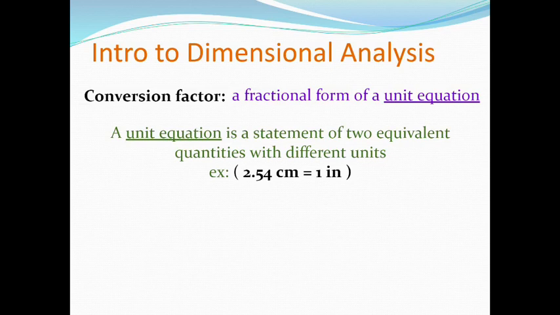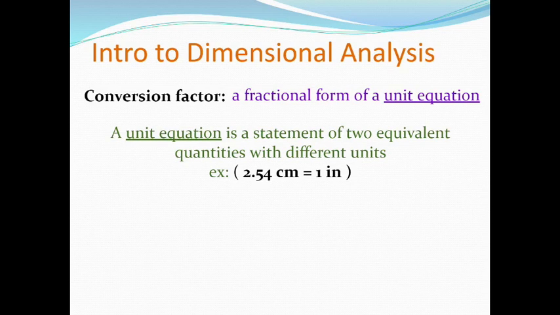Well, a unit equation is a statement of two equivalent quantities with different units. So the example I have here, 2.54 centimeters equals 1 inch. Those two things on either side of my equal sign are equivalent. They're equal to each other. 2.54 centimeters is the same as 1 inch. It's just different units for the same measurement.